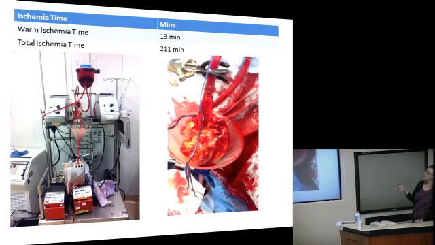This is a human heart that underwent a warm ischemic time of 13 minutes, and then it was transported back to the laboratory in about 3 hours. So we have a total ischemic time of over 3 hours. In the laboratory, we have a Langendorff working heart apparatus. This basically mimics a transplant, where we can put the heart into a circuit where it's perfused with blood, and it's eventually shocked, and it starts to work if we're lucky.